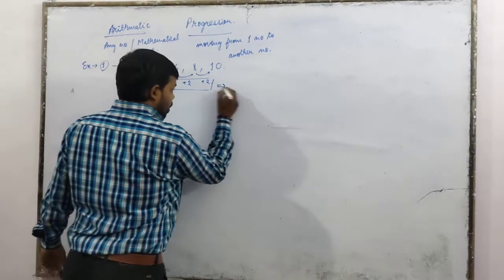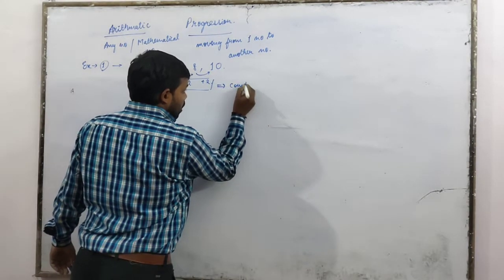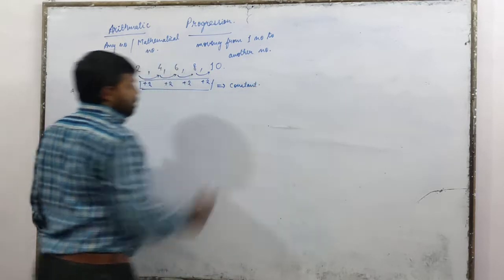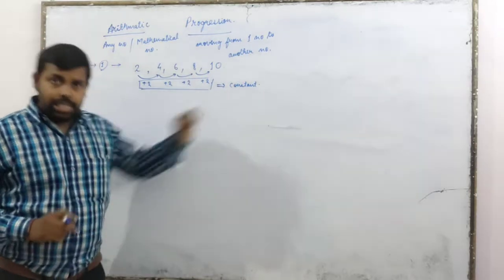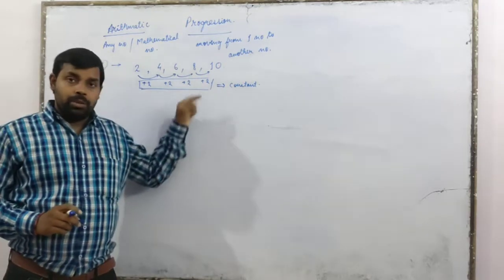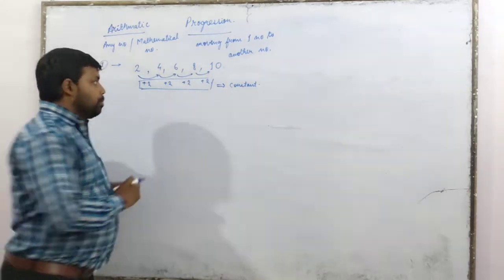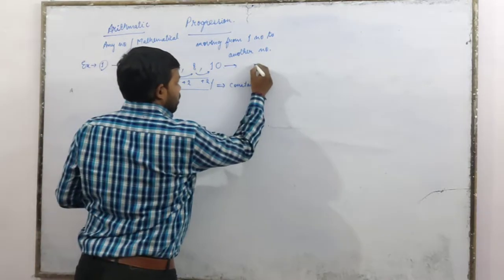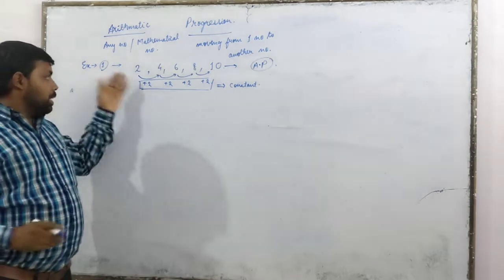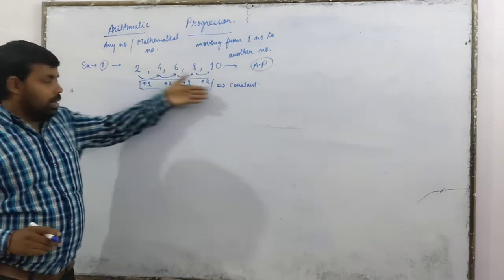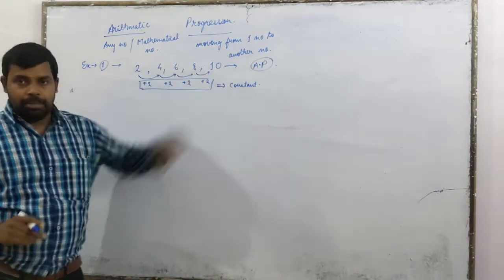Whenever we have the difference between the numbers as constant or same in a particular series, then that series is said to be in AP, or arithmetic progression. AP in short. So this series where we have the common difference same or constant is an AP.